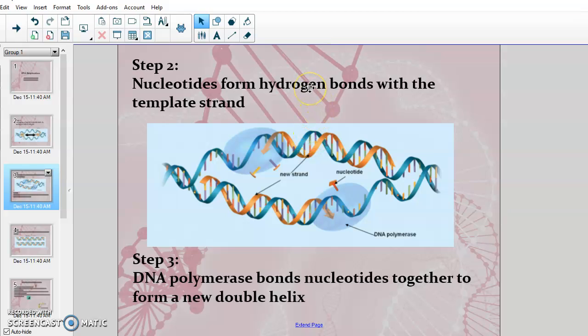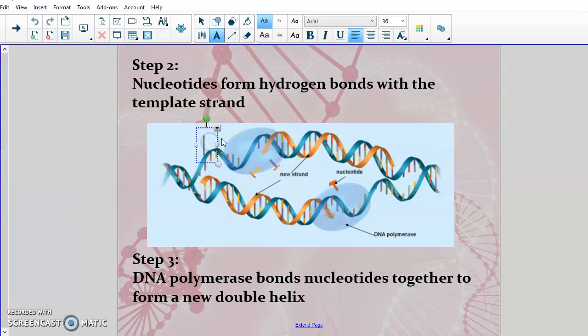Step two, the nucleotides form hydrogen bonds with the template strand. So nucleotides are going to come in here. For example, let's see if I can show you this. I'm going to type it, I think. If there was an A here, and then a T here, and then a C, and then a G coming in right here, the opposite free-floating nucleotides would be over here: T, and then there might be an A, and then there might be a G, and then there might be a C, just hanging out over here in the cell. They would come in and they would bind in the right spot.